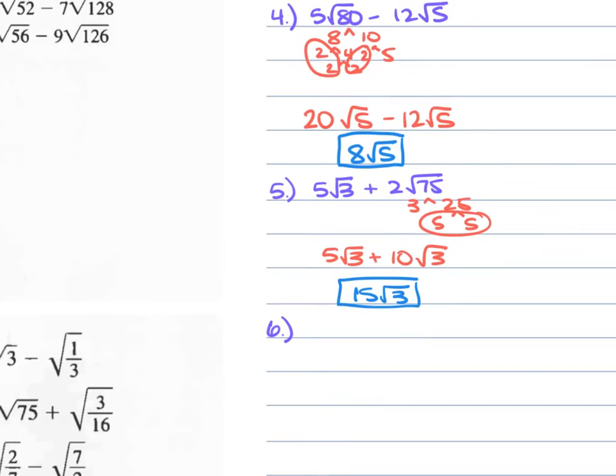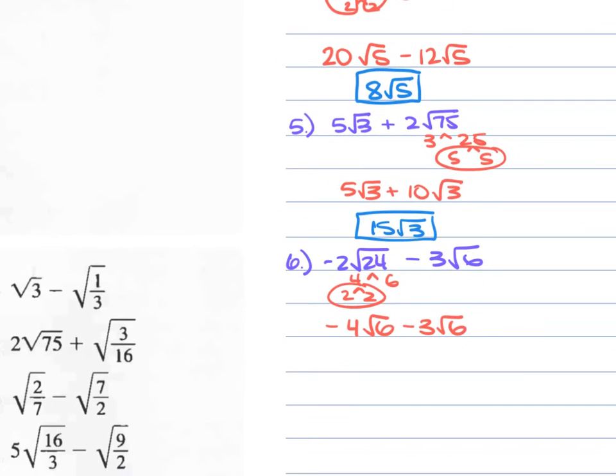For 6, we have negative 2 square root 24 minus 3 square root 6. The 24 is 4 and 6. The 4 is 2 and 2. So 2 times negative 2 is negative 4 square root 6 minus 3 square root 6. Negative 4 minus 3 is negative 7 square root 6.